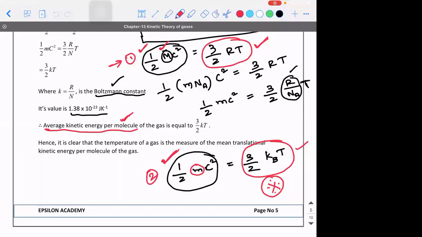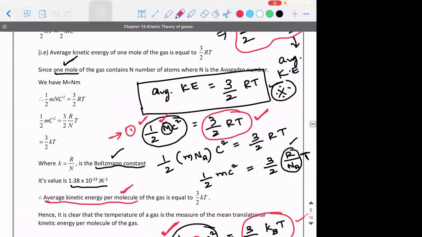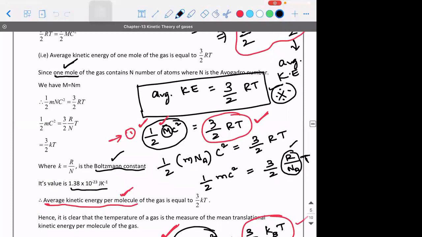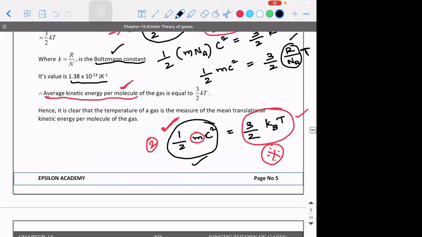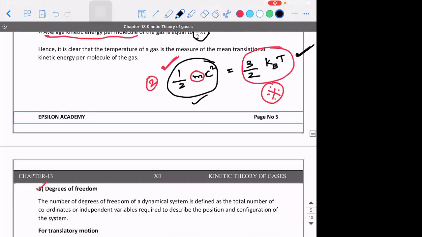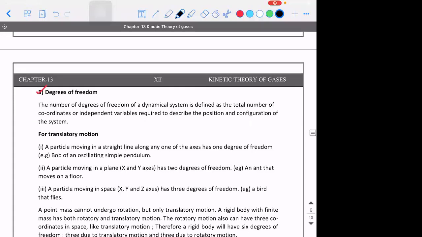So in yesterday's class, I explained one important topic, that is average kinetic energy of the gas and average kinetic energy per molecule, right? So average kinetic energy per molecule is given by the formula 3/2 kB T, right? So this is the important point you need to remember for today's topics of discussion. Okay. Now, the next topic that we are going to see is called degrees of freedom.